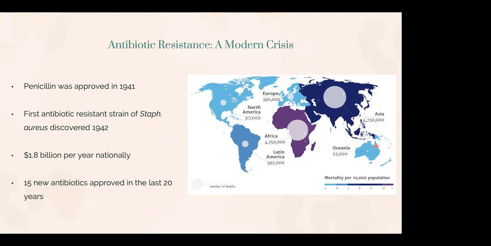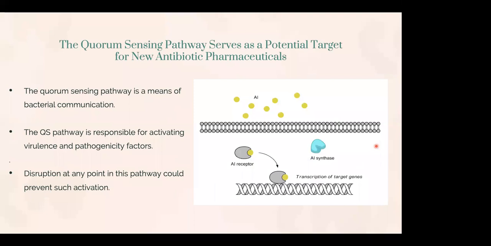So much so that the cost of antibiotic-resistant infections and the treatment thereof costs the United States about $1.8 billion per year. And the other problem that we face is that the discovery of new antibiotics has slowed down tremendously in the past 20 years, with only about 15 new antibiotics being approved since 2000. So the quorum sensing pathway serves as a really interesting potential target for new antibiotic pharmaceuticals.